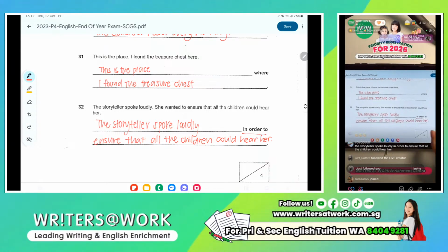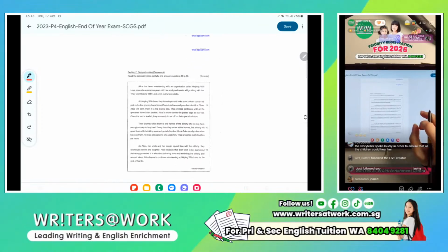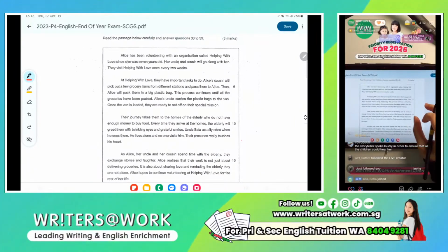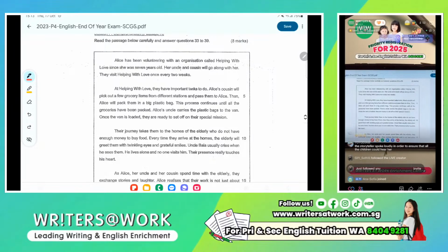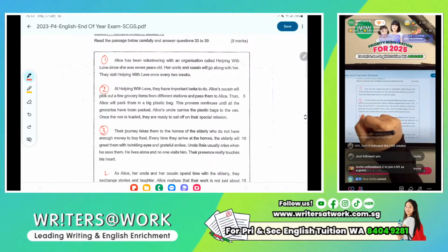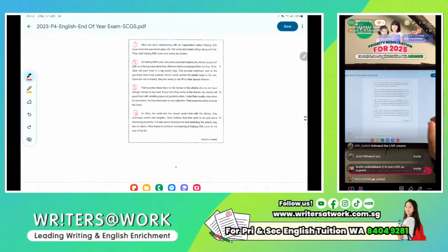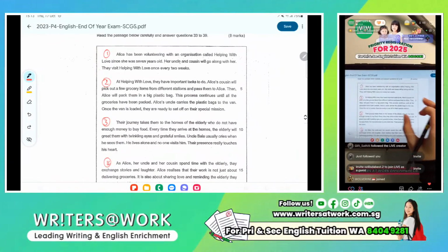Okay, let's move on to the next part. It would be the comprehension. Okay, now let's read this passage together. Firstly, I always like to encourage you to write down the paragraph numbers. Okay, so paragraph 1, 2, 3, 4. Is there only 4 paragraphs? Yes. Okay, so let's read this together.